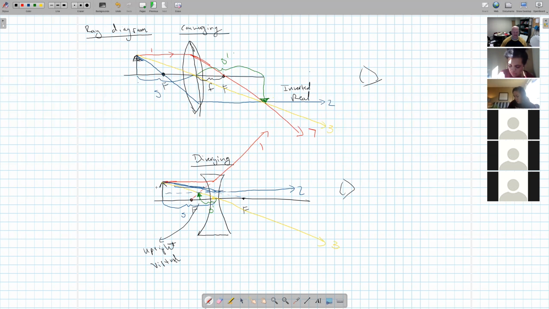And again, it's virtual because no light actually passes directly through it, because the light in this case is moving from left to right. So the light keeps moving to the right, but the image is on the other side from which the light is coming. So this would actually be a virtual image in this case. But these are our ray diagrams.